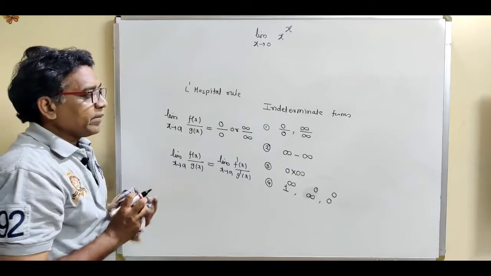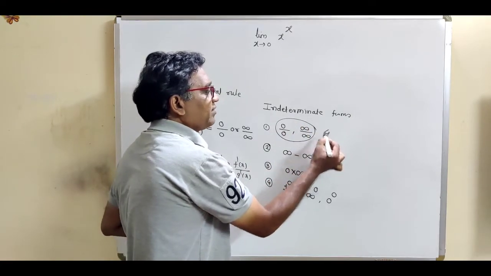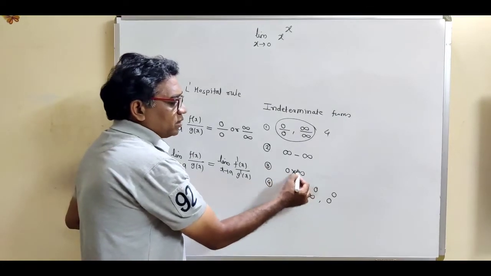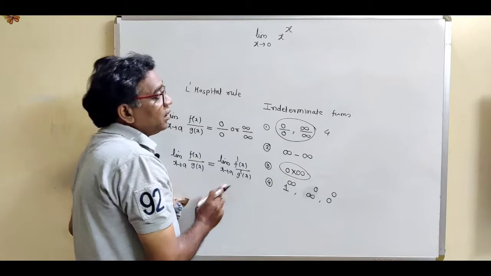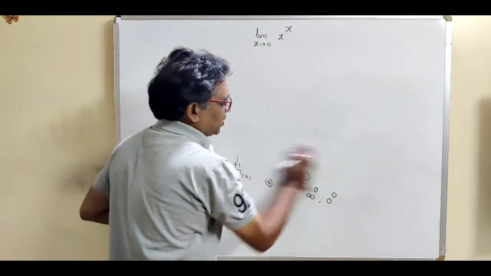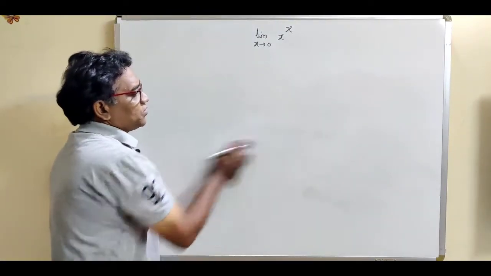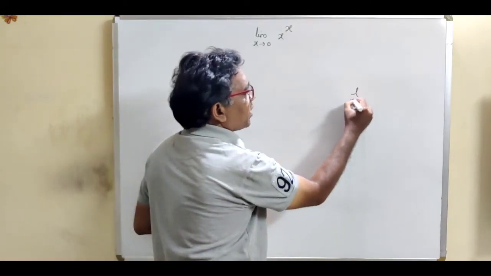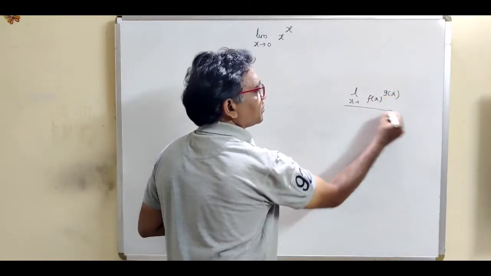So see, in the previous lecture we have seen 4 to 5 examples on this division. We have seen 4 to 5 examples on this third topic, 0 into infinity. Now let us take this next topic. It contains function raised to another function. So see, what is this time? If the limit form contains some function raised to another function.